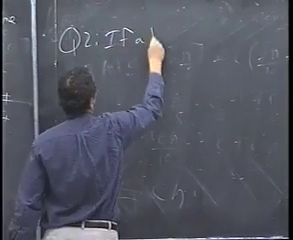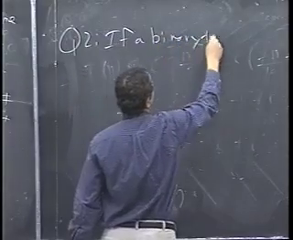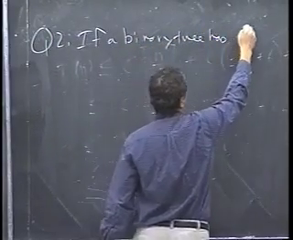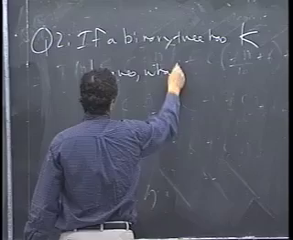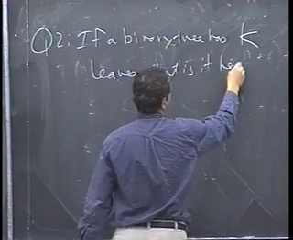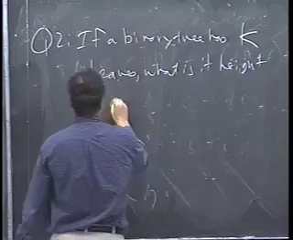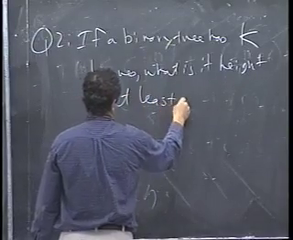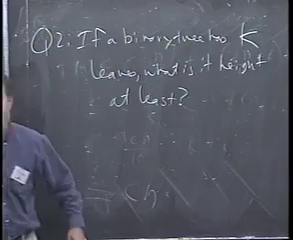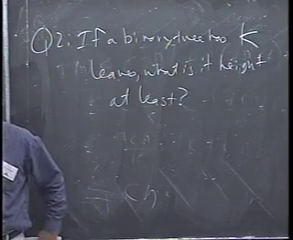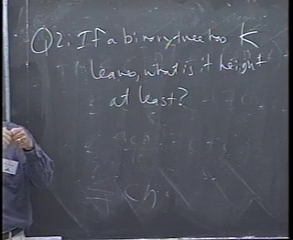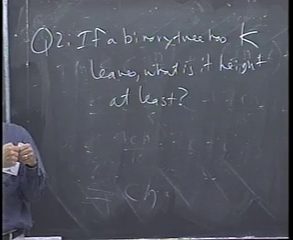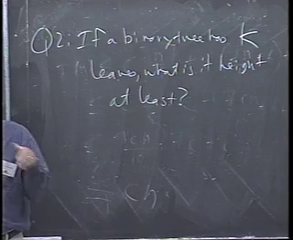Second question: if a binary tree has n factorial, well, let's make it more general, k leaves, what is its height at least? It could be a very misshapen binary tree, but ultimately you get down to k leaves. Is it possible that for k equals 1,000,000, it only has depth 6?